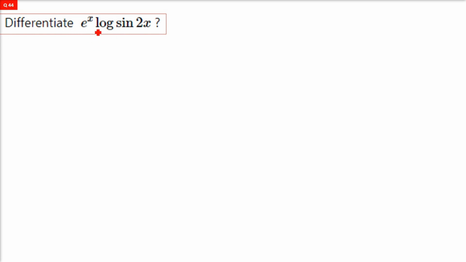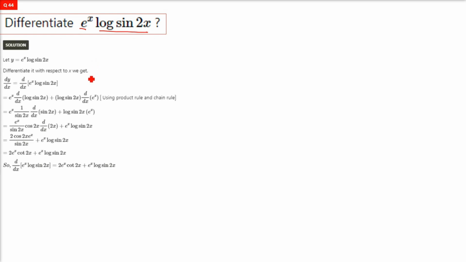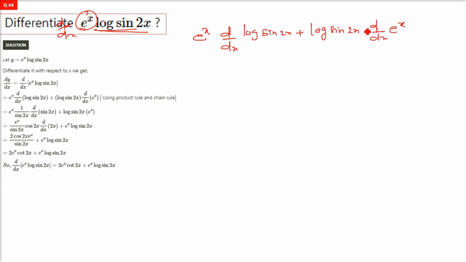Differentiate e raised x log sine 2x. So there are two terms here in multiplication, e raised to the power x and log sine 2x. So this is also a very straightforward answer of this question, and you can just have a look, and if you want to just go ahead, go ahead. And those who want to understand, this is d by dx of two terms, and when you have two terms in multiplication, we adopt the product rule. So e to the power x, d by dx of log sine 2x, and log sine 2x will be here, and d by dx of e to the power x.